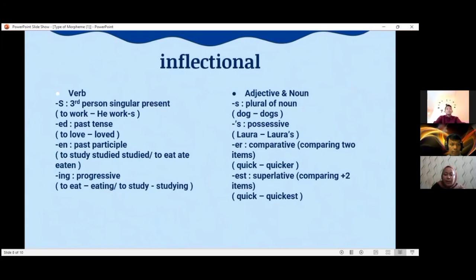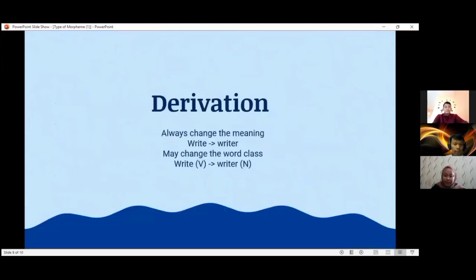Next is apostrophe s. The suffix apostrophe s functions as a possessive marker. For example, Laura becomes Laura's. Next is er. The suffix er functions as a comparative marker. For example, quick becomes quicker. And the last is the suffix est. The suffix est functions as a superlative marker. For example, quick becomes quickest. Move to the next slide.